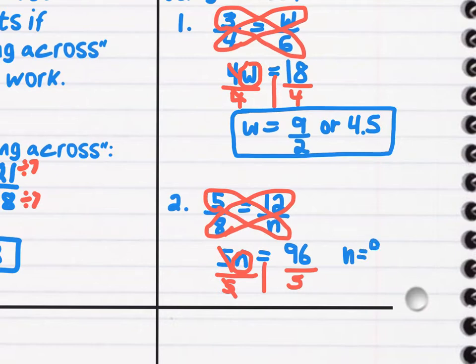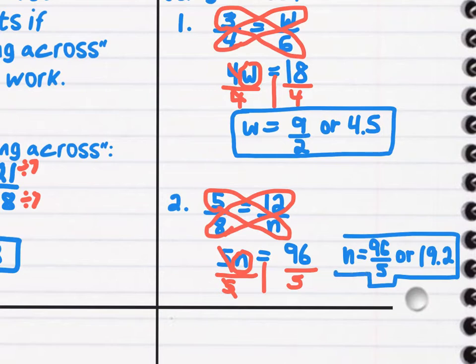So you could leave it as 96 over 5, that simplest form, or a lot of kids like to make them decimals, 19.2, when you divide it. That's your answer.